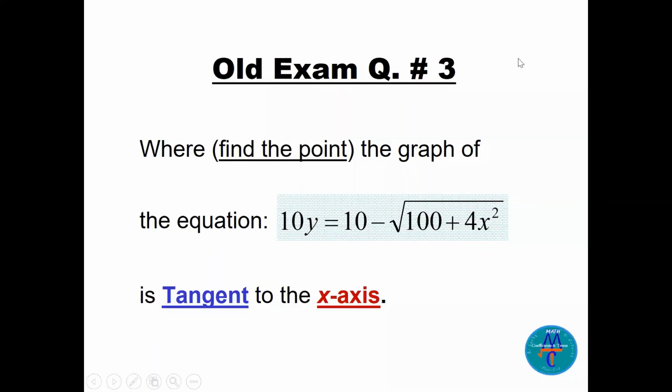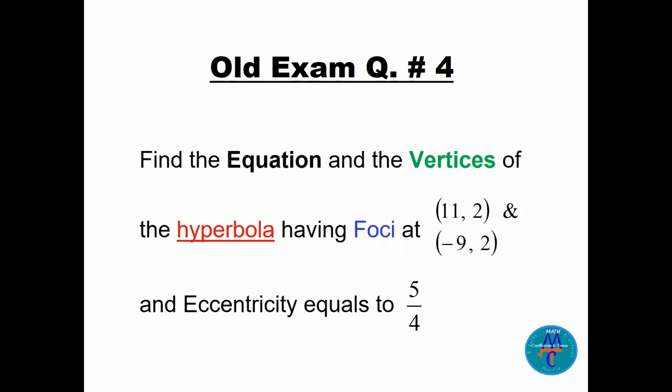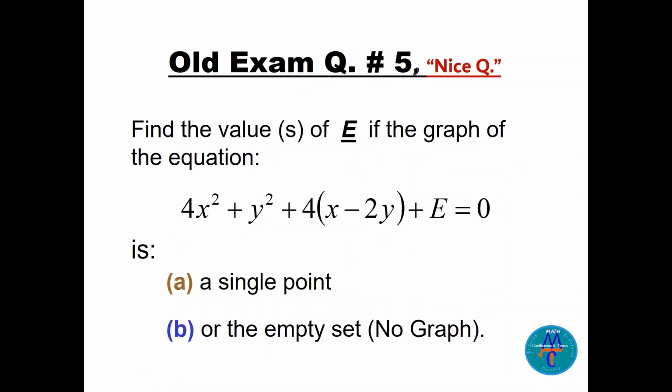Now, question number 3 says, where the graph of the equation 10y equals 10 minus square root of (100 plus 4x squared) is tangent to the x-axis. Where the graph is tangent, that means find the point's coordinates x and y. Question number 4, find the equation and the vertices of the hyperbola having foci (11, 2) and (-9, 2) and eccentricity equals 5/4.